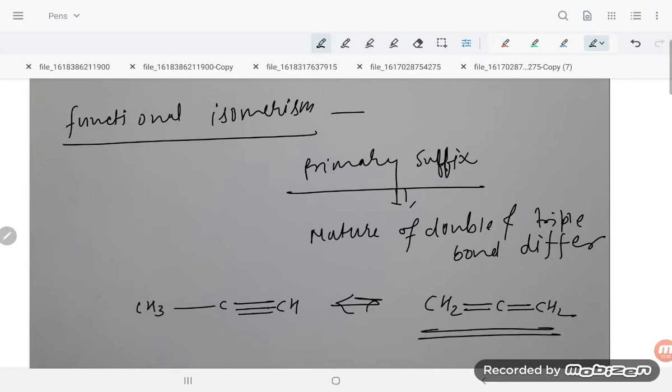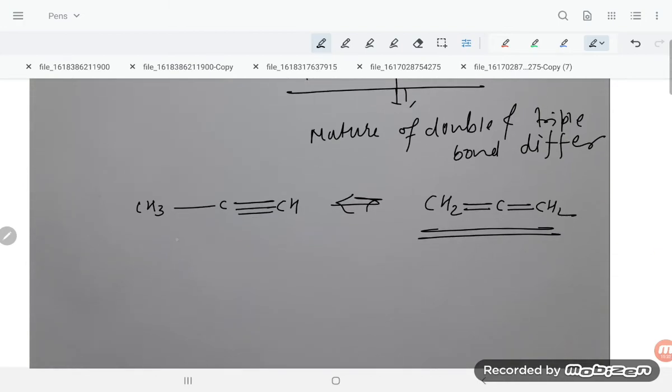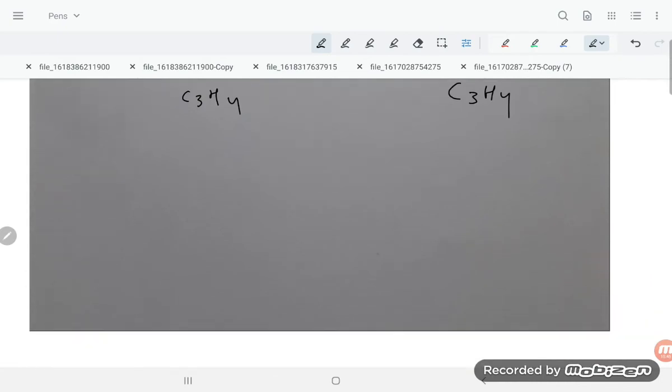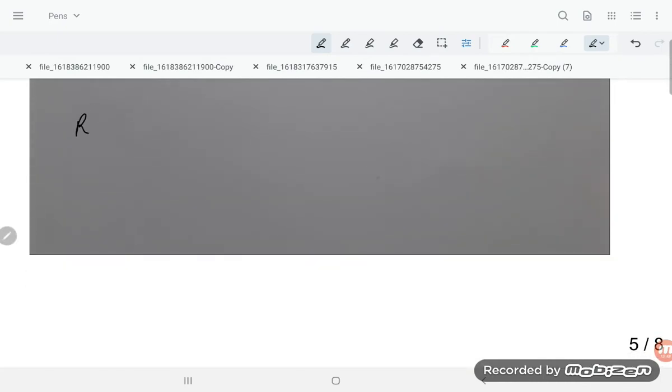So you will find the molecular formula. You check the molecular formula, C3 and H4. Here you can see C3 and H comes to be 4. So this is functional isomerism. Last one is ring chain isomerism. Ring chain isomerism means cycloalkenes and alkynes are the ring chain isomerism.